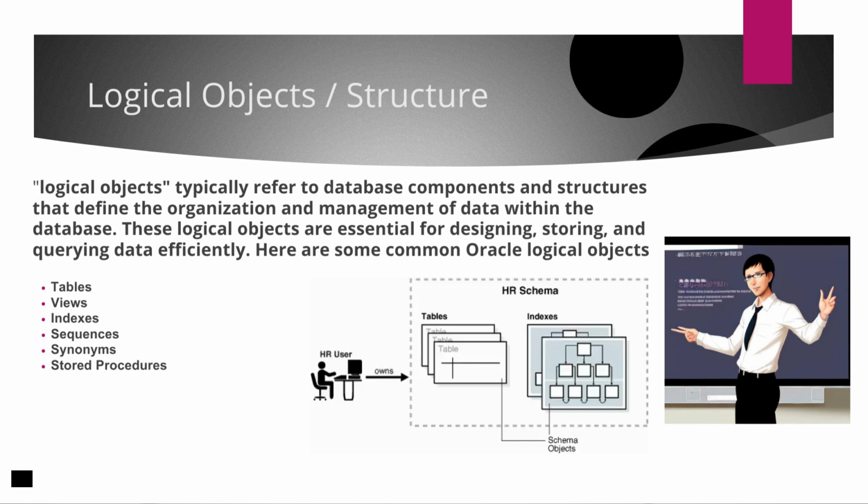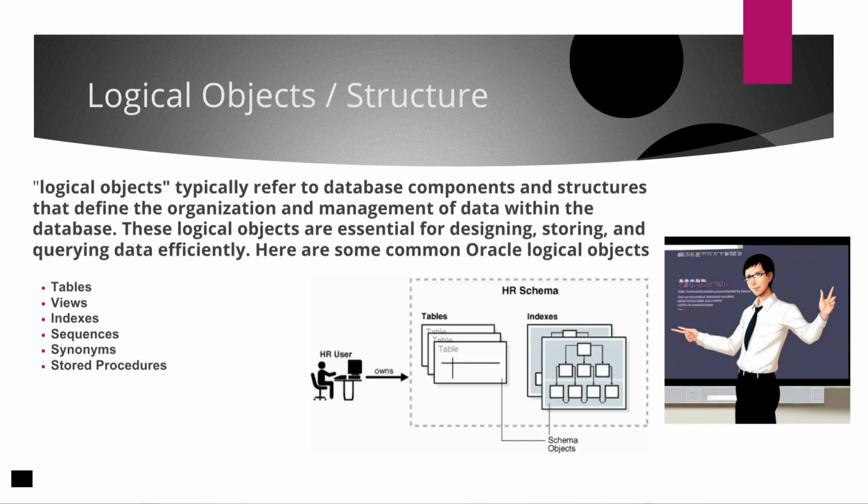Next object. In Oracle database, a synonym is an alias or alternate name for a database object. Synonyms provide a way to simplify database access, enhance security, and facilitate application development by allowing users to reference database objects using a more convenient or meaningful name. Here's a detailed explanation of Oracle synonyms.